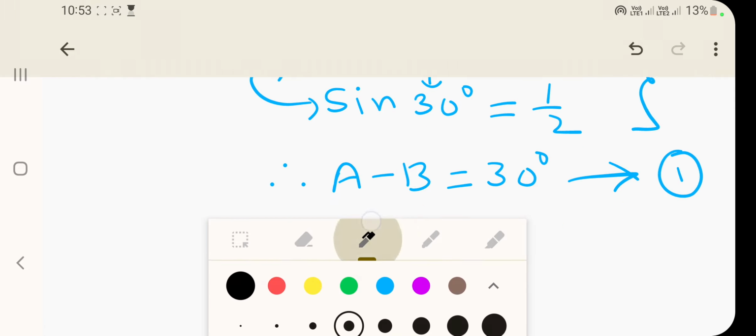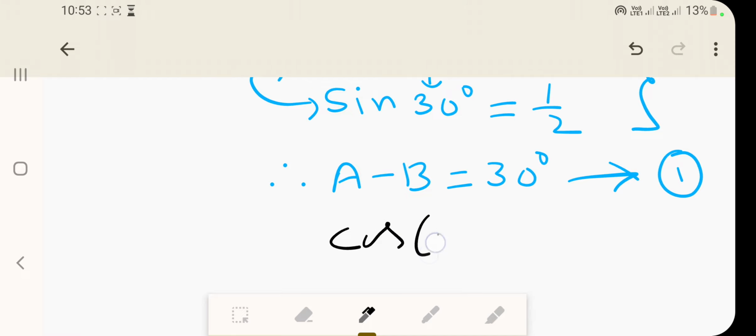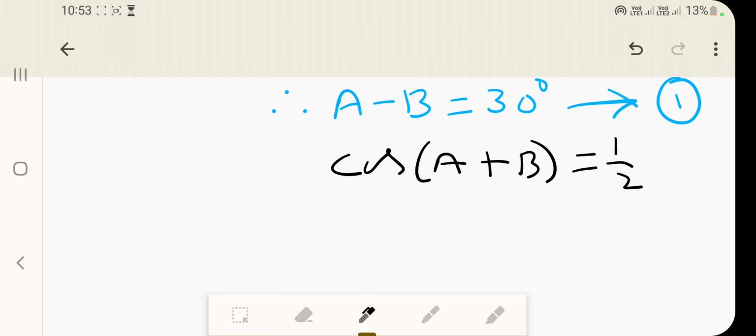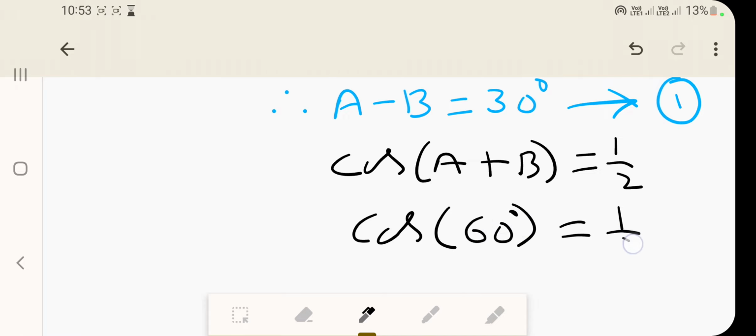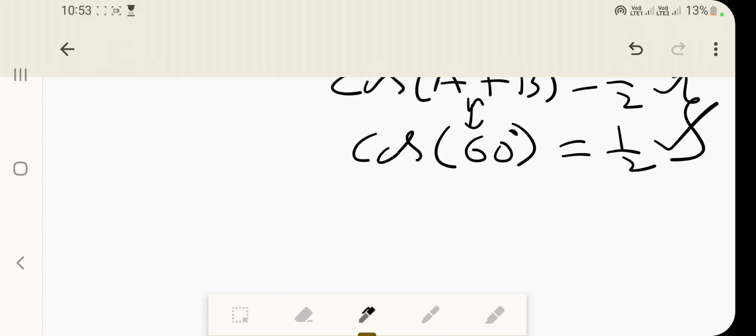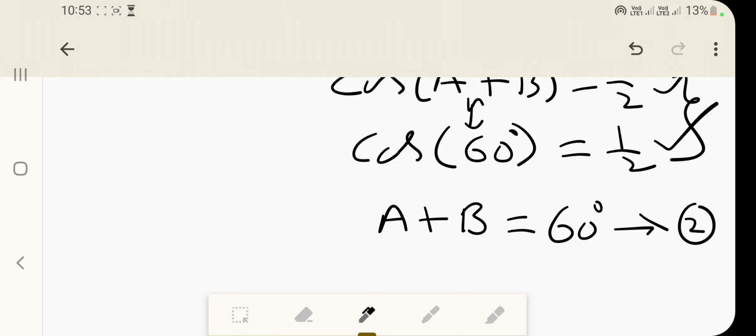And they have given cos of A plus B is equal to 1 by 2. This also we have seen: the specific angle for which we get 1 by 2 is cos 60 degrees. Cos 60 is 1 by 2. Since in both the equations the RHS is 1 by 2, if you compare these two, cos of A plus B and cos 60, we get A plus B is equal to 60 degrees. This we can take as equation number 2.